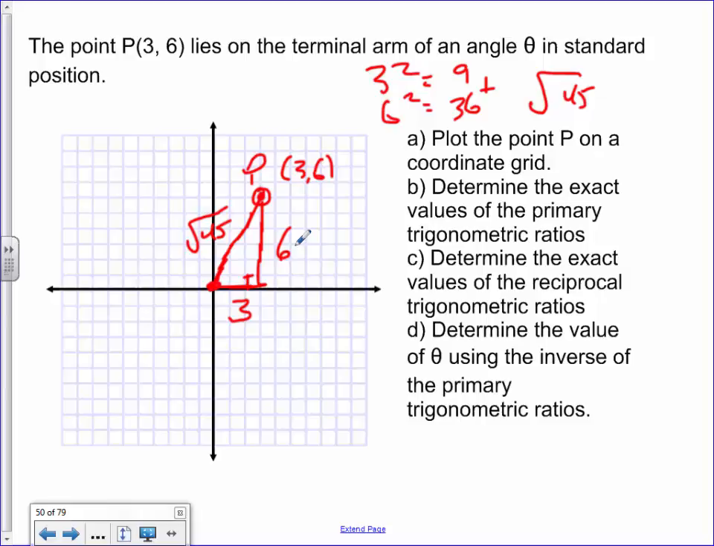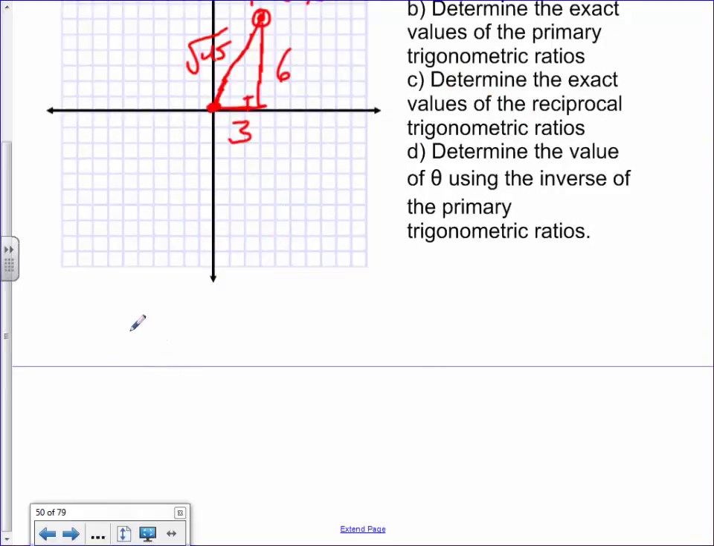Right, if I were to ask you how far it is from the origin to point P, the answer would be root 45. Or if you like my Russian-Soviet sub analogy, how far is it from you to the sub itself? Root 45, whatever units it is. Does that make sense? Then I'm going to ask you to find the exact values of the primary trig ratios. The primary trig ratios are sine, cosine, and tan.